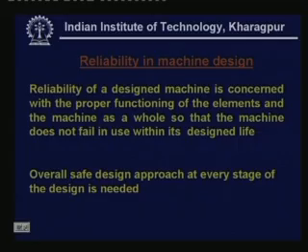On reliability in machine design: the reliability of a designed machine is concerned with the proper functioning of the elements and the machine as a whole, so that the machine does not fail in use within its designed life. An overall safe design approach at every stage of the design is needed. This reliability in machine design is a very important factor.